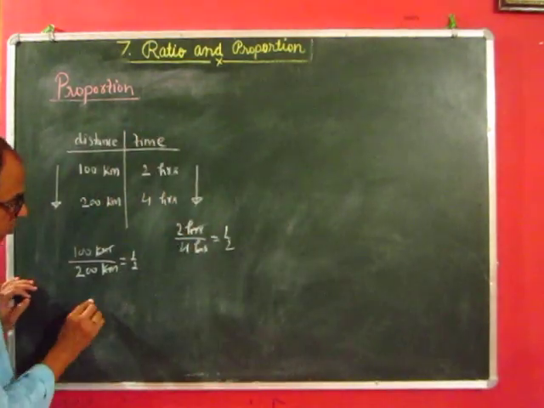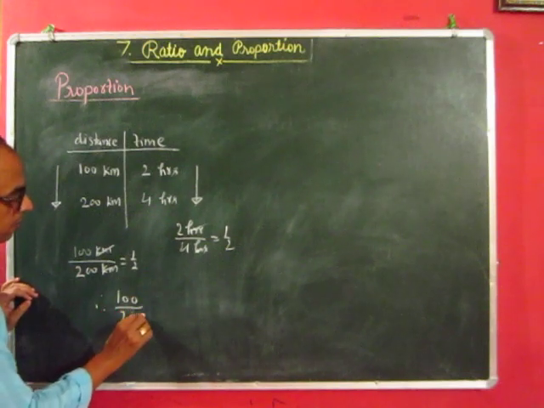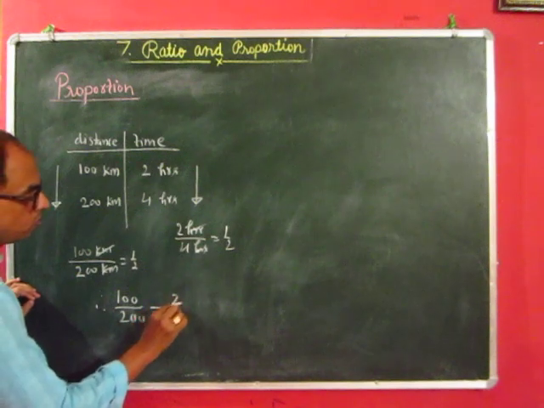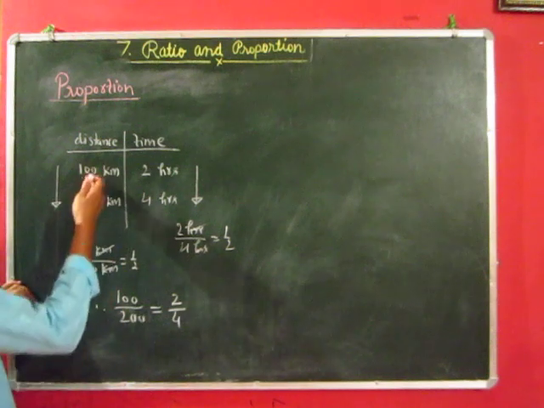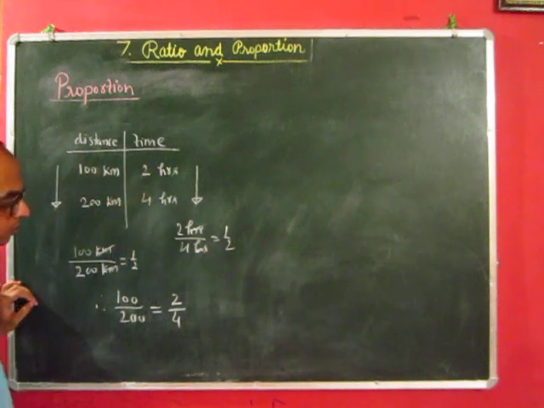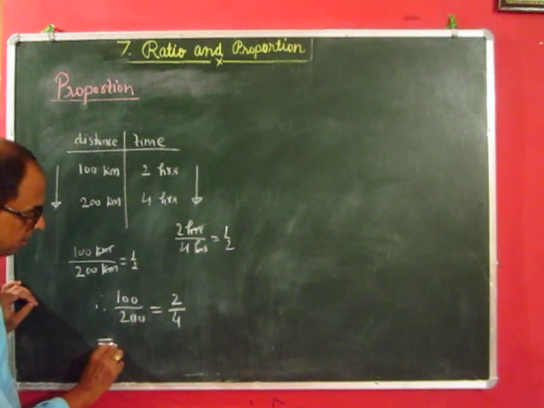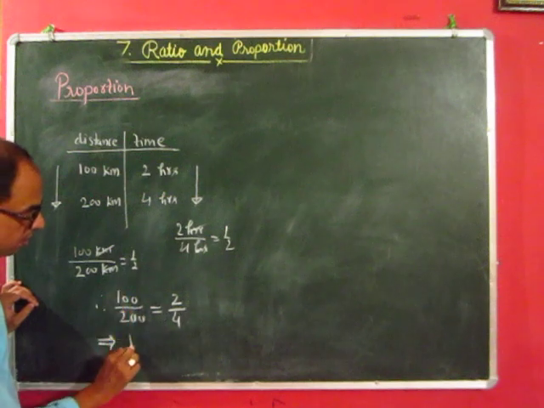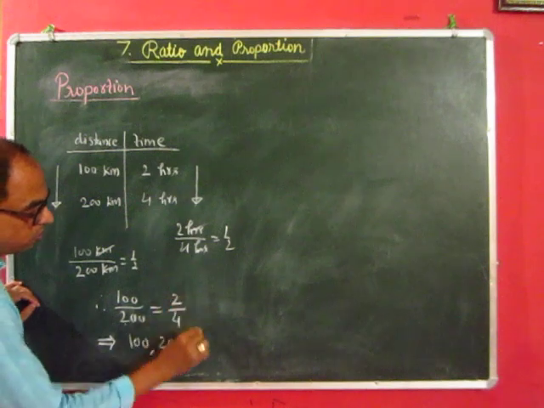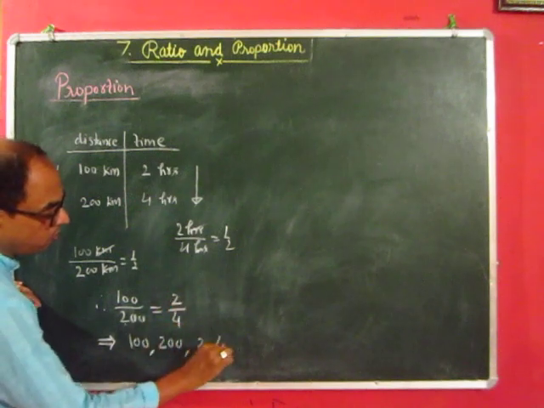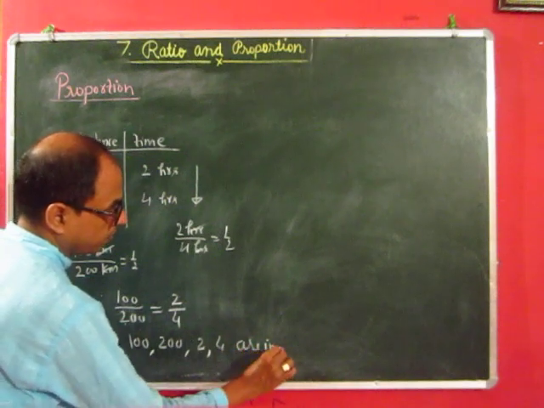So we can say that the ratio of 100 by 200 is equal to the ratio of 2 by 4. Clear? So the ratio of these two is equal to the ratio of these two. These two ratios are equal. So here we can say that the numbers 100, 200, 2, and 4 are in proportion.